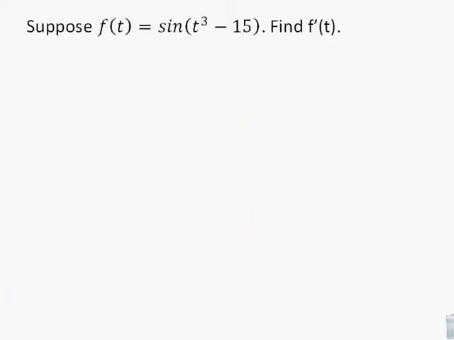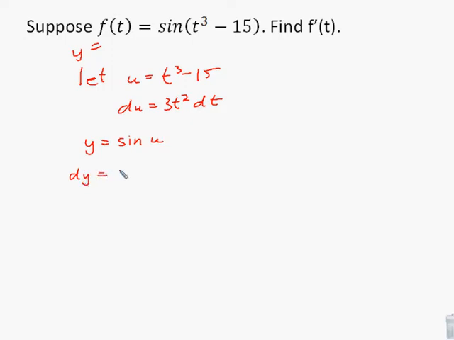Our next one, notice our basic function here is really sine of something. So we will maybe skip a step here. We're going to let u equal t cubed minus 15, which means du equals 3t squared dt. And we want to find f prime of t. We're going to, again, use y equals form here to start with. So y equals sine of u. And we know the differential of sine is cosine of u du. And we want to substitute back in.